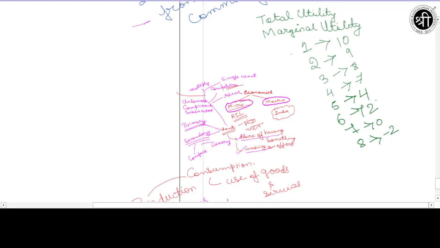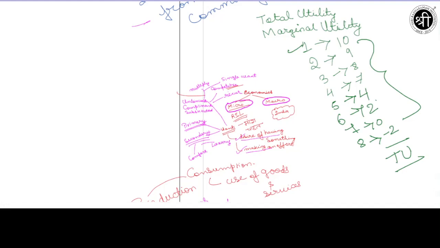for the first rasagulla the utility is 10, for the second one it is 9, the third one is 8, the fourth one is 7, fifth one is 4, sixth one is 2, seventh one is 0, and eighth one is -2. Now if you add all these, then it is known as total utility. Means after consuming a certain amount of a commodity, how much total utility did you have? That is what we call total utility.